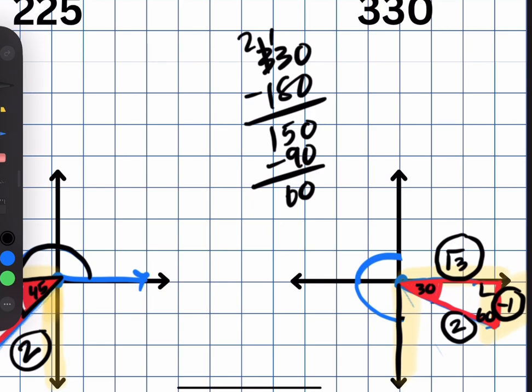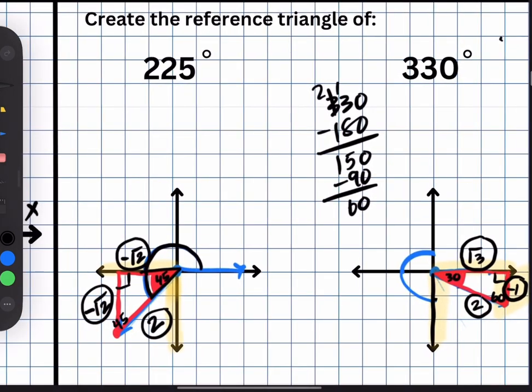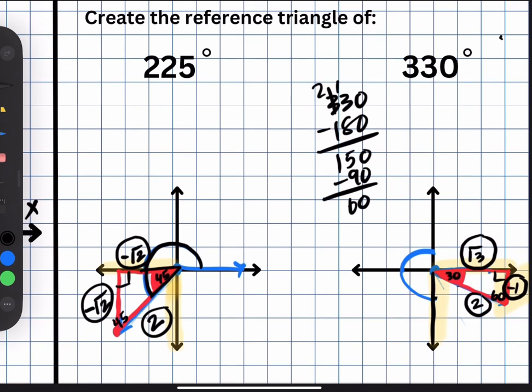And this is how we create reference triangles, which in a later video, I will show you how we find trig functions. I hope this video was helpful, and thank you everyone so much for watching.